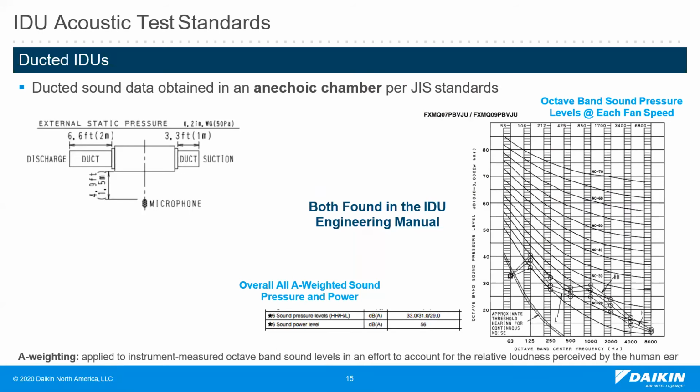Just like the ductless units, ducted units have sound pressure data available according to JIS standards, which include location of microphone and A-weighted octave band sound pressure at each fan speed, as well as an A-weighted sound pressure and sound power at the bottom.